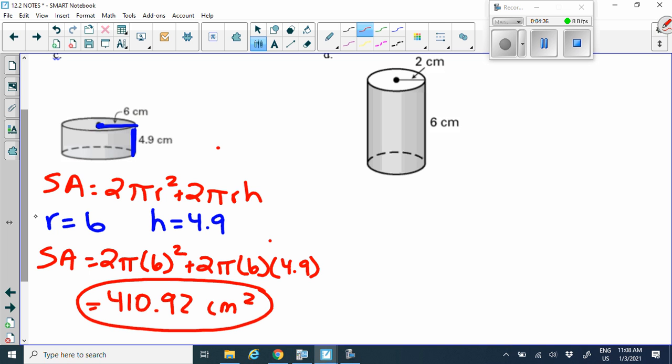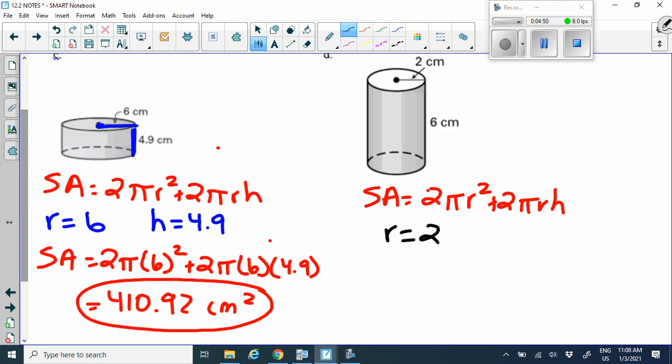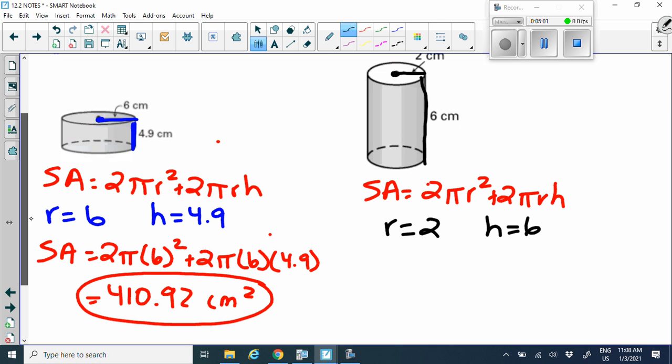Okay, let's see what you got here. So we got surface area equals 2 times pi r squared plus 2 pi r h. I'm just going to write down what is our r, what's our h. So r is the radius, so that's going to be 2, and our height is going to be 6. So remember, our height is always the up, down, and then the radius is going from the center all the way to the end of the circle. Okay, hopefully you guys remember that.